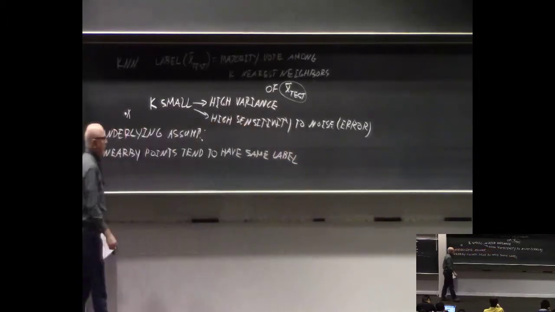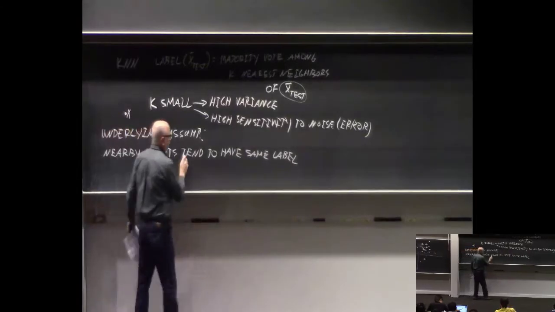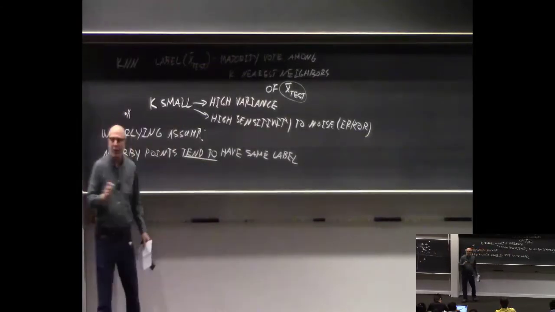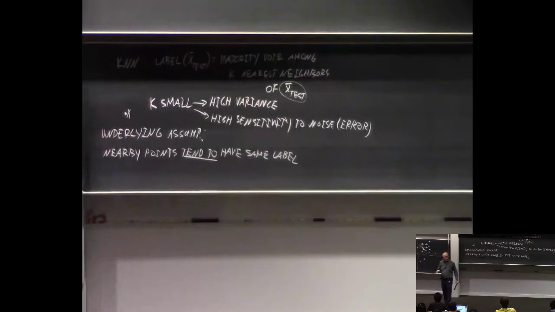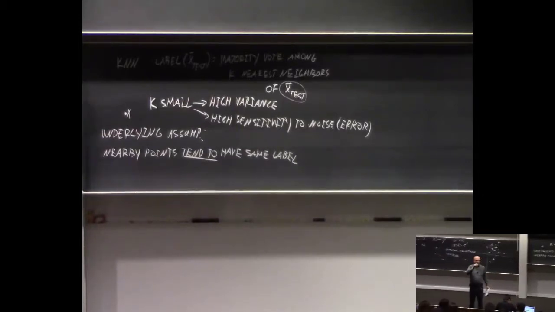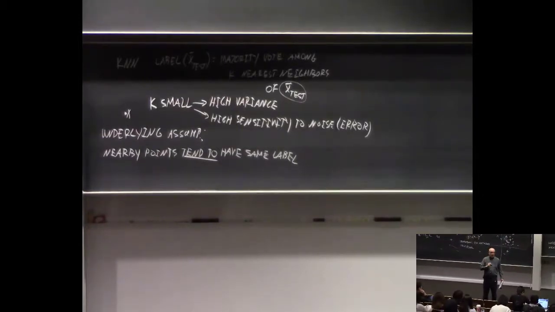Nearby points tend to have the same label. First, by "tend to," I don't mean that the function is stochastic, although it could be. What I mean is that if I repeat the experiment many, many times, I draw randomly a point and then randomly another point that's very close to it, and I compare the labels, most of the time, the labels will agree. And I can quantify it in terms of the distance between the points and what fraction of the time they agree.